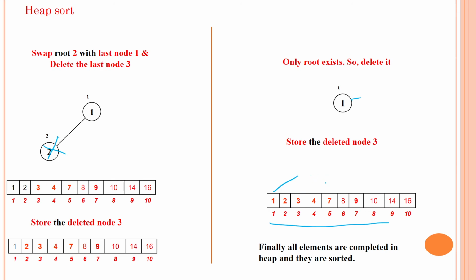So max heapify is used to arrange the data in ascending order, not in descending order. Initially I told descending order. Actually max heapify is used to store the values in ascending order. Min heap is used to store the values in descending order.